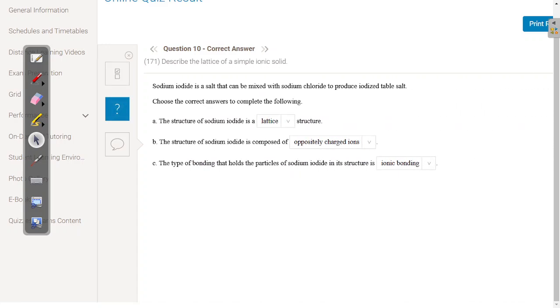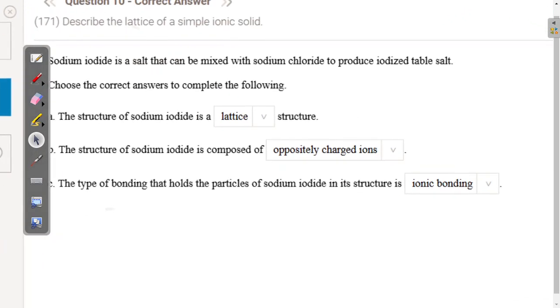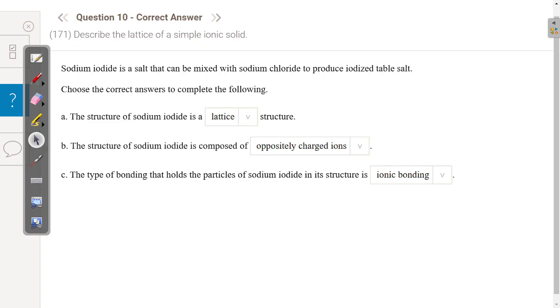Sodium iodide is a salt that can be mixed with sodium chloride to produce iodized table salt. Sodium iodide is a lattice structure. Yes, because it's an ionic compound. We know because sodium is a metal, and iodide means iodine. So it's a non-metal and a metal, which is ionic.